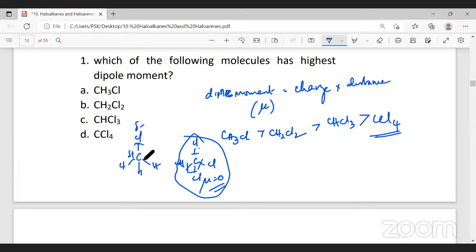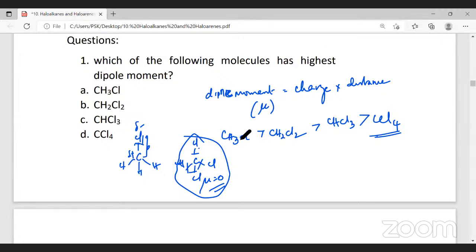But it is not so for the others. Dipole moment is charge into distance, right? Therefore, the dipole moment of chloromethane will be greater than all other compounds. Hence, the highest will be option A, CH3Cl.